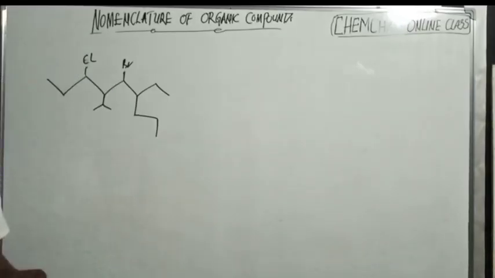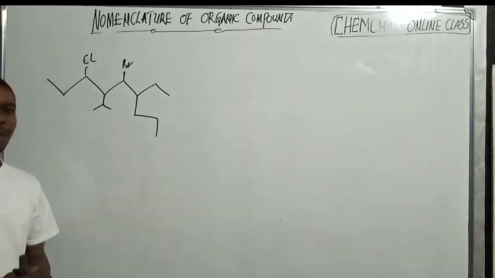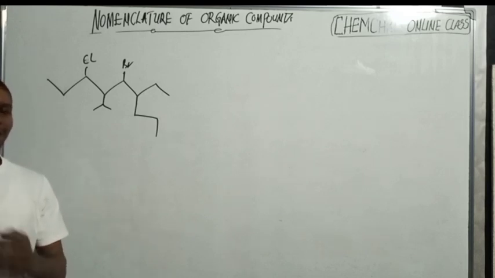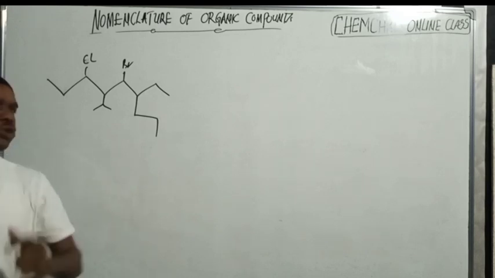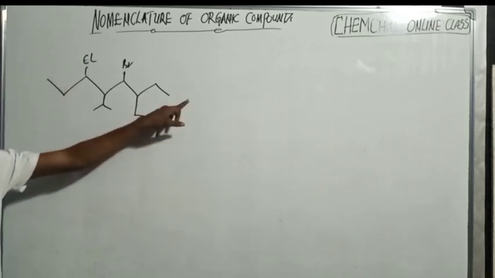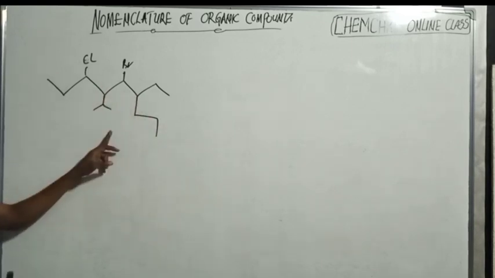So how do we name this compound here? If you are given a structure like this to name, how do you name it? You want to follow the rules. Take the longest continuous carbon chain. If you take the longest continuous carbon chain, from here to here, how many carbon atoms do you have?